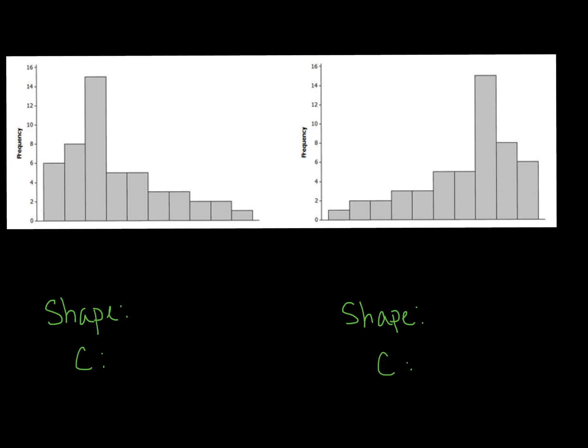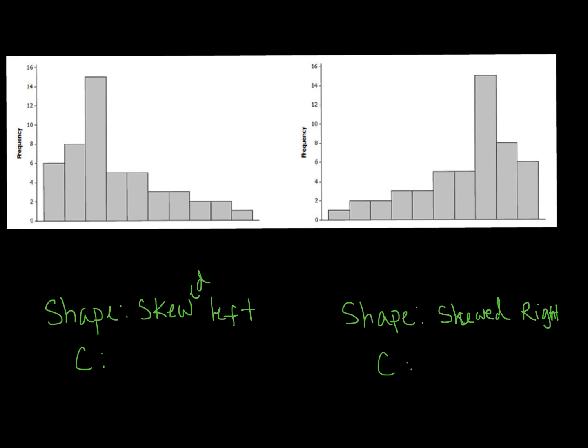So let's think about the shape of this first histogram here. Notice that it's not symmetric, right? More of the data is on the left side, so this is what we will call skewed. And it is skewed in which direction? More of the data is on the left side, so this will be skew left, and you can also say skewed left. That works as well. Over here we have a situation where we are skewed to the right.